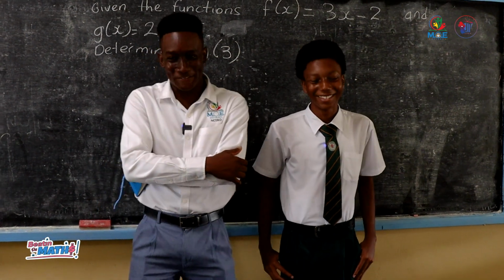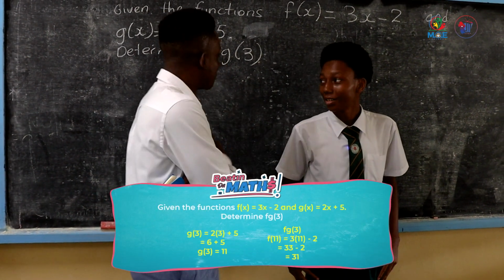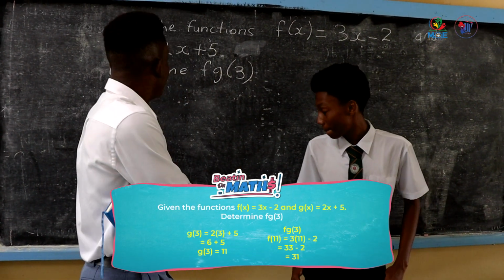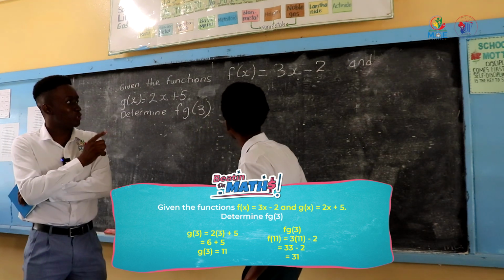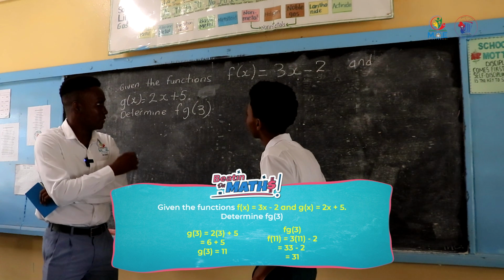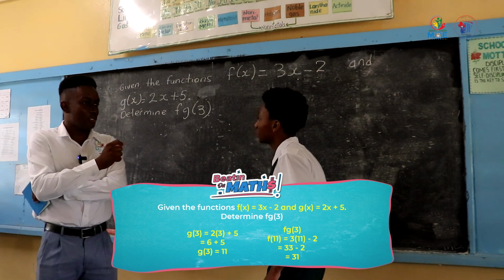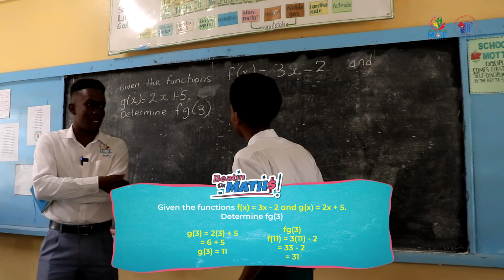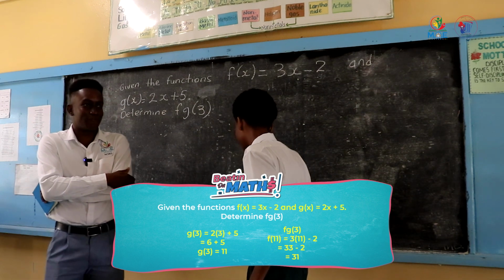Ready? Okay, good. So we have a functions question. The question says, given a function f of x is equal to 3x minus 2 and g of x is equal to 2x plus 5, determine fg of 3. Alright, so the floor is yours. Show us how you find fg of 3.